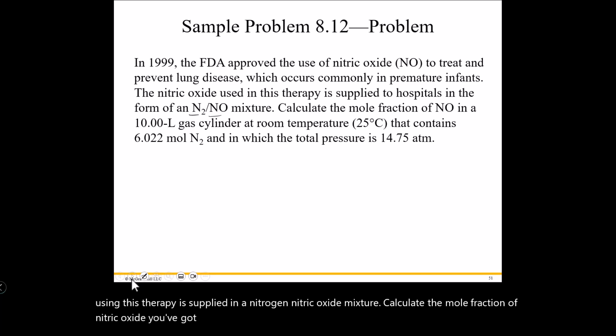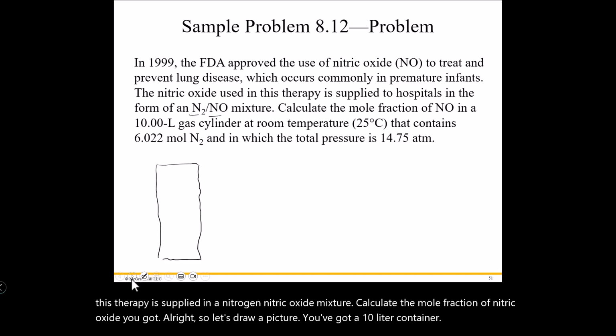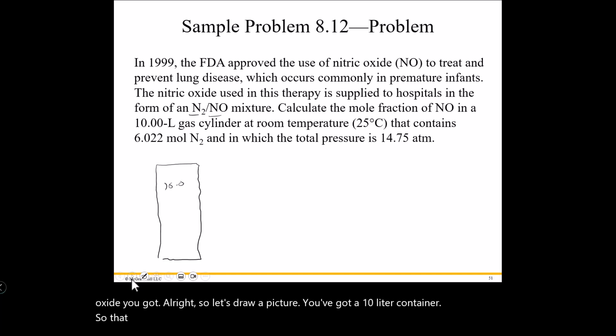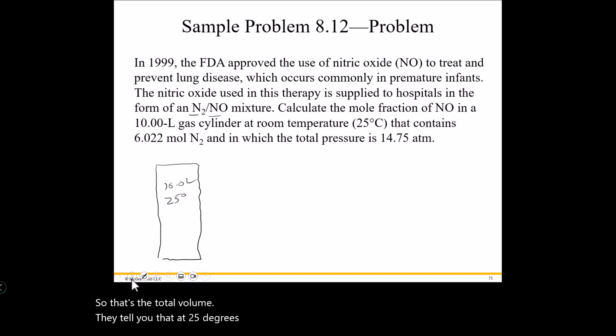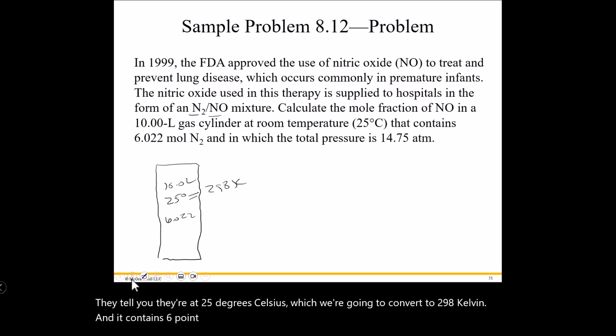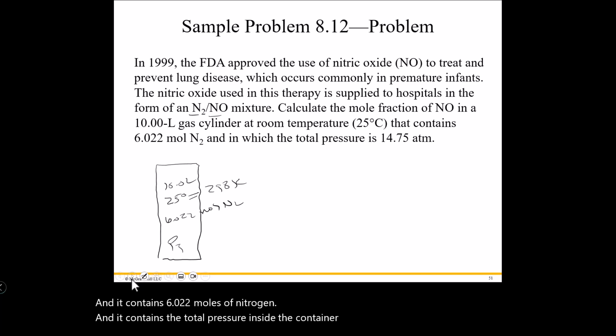All right, so let's draw a picture. You've got a 10-liter container. So that's the total volume. They tell you that's at 25 degrees Celsius, which we're going to convert to 298 Kelvin. And it contains 6.022 moles of nitrogen. And the total pressure inside the container is equal to 14.75 atmospheres.